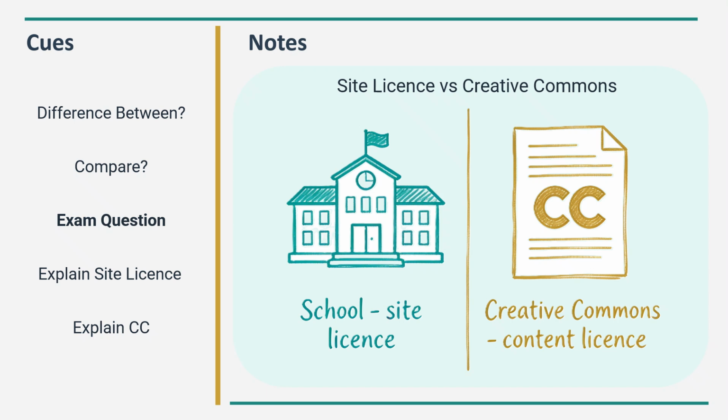A site license is usually for software and allows an organization like a school or company to install a program on many computers under one agreement. A Creative Commons license is for content and allows anyone to use and share that content as long as they follow the conditions set by the creator, such as attribution or non-commercial use. Make sure you mention both what they apply to and how they are used. And this is how you ace an exam where they ask you to compare or to show what the difference is.